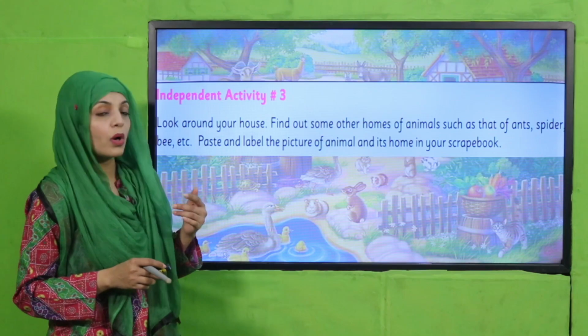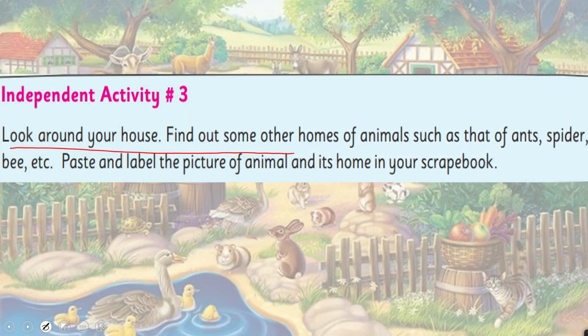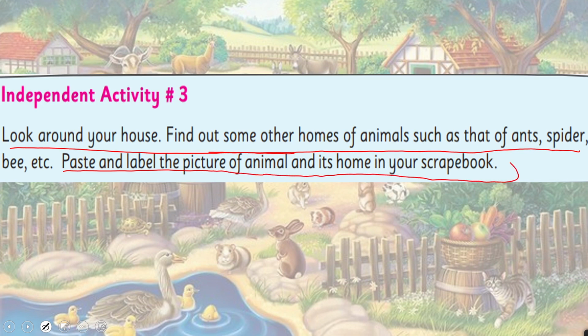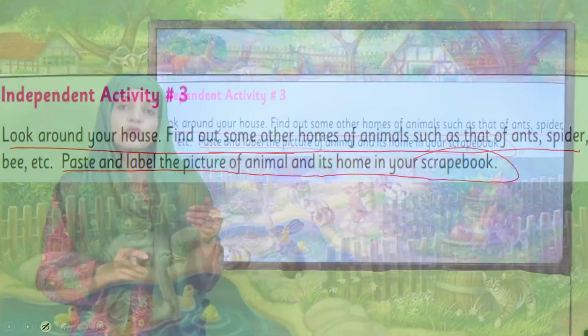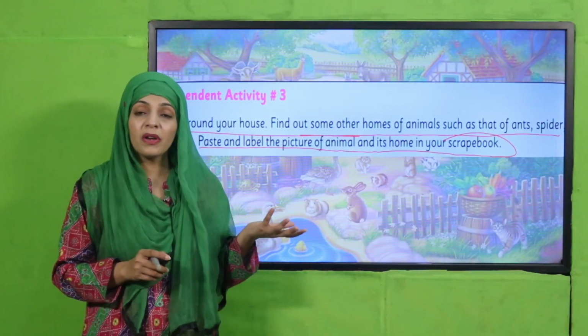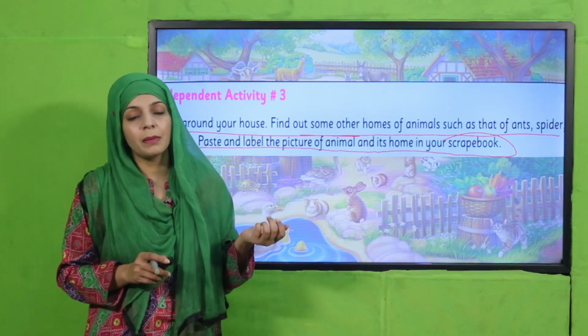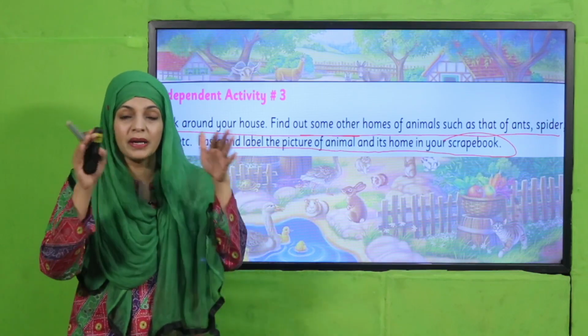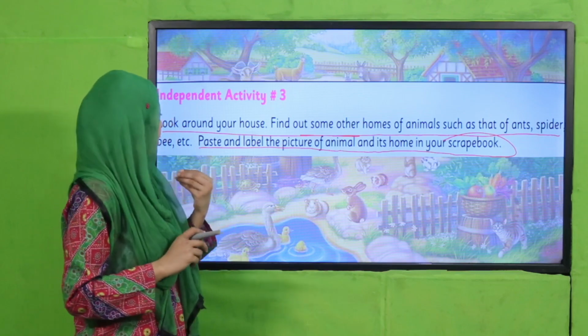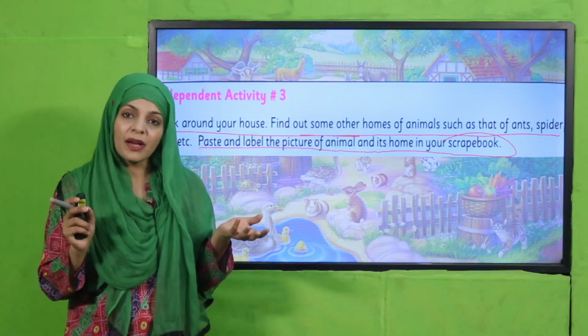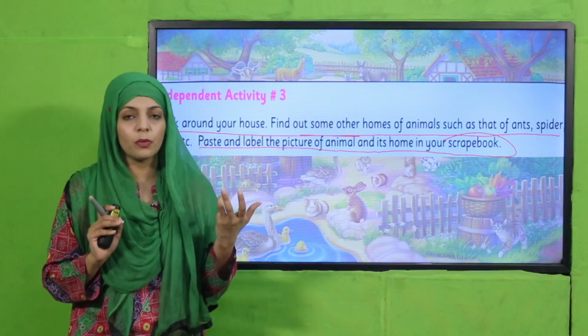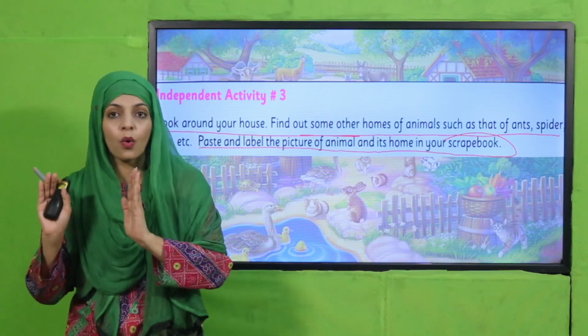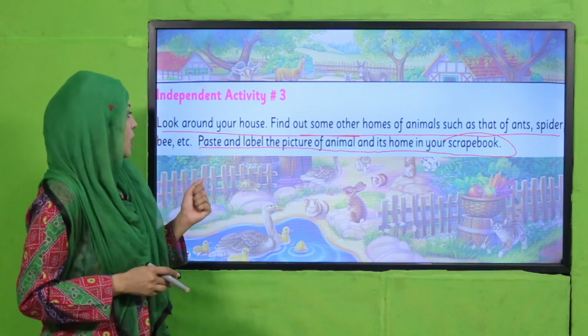Next is independent activity, and what does this activity say? Look around your house, find out some other homes of animals such as that of ants, spiders, bees, etc. Paste and label the picture of animals and their homes in your scrapbook. So my dear students, some animal homes you have just read in your book, such as nests and burrows. Some other animals like spiders make webs. Ants make ant hills, digging into the ground and living inside big ant hills. Then bees make bee hives. You can also search out any other animal, and then paste their pictures with their homes in your scrapbook. Okay, so this is your homework.